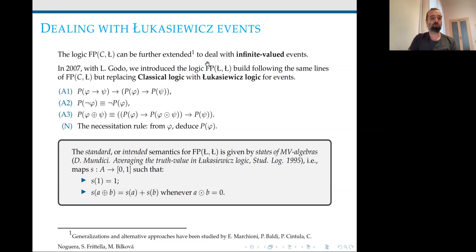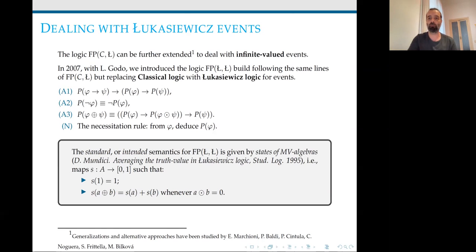So I will focus today on the logic FP double L, in which, in fact, we just replace classical logic for events with Lukasiewicz logic. The axioms, if you focus on the axioms for the new modality P, are more or less the same as we showed before for classical events. The unique difference, of course, is the axiom A3, because if probability measures are the way to quantify uncertainty on classical events, when you move to non-classical events, you don't have in principle probability measures.